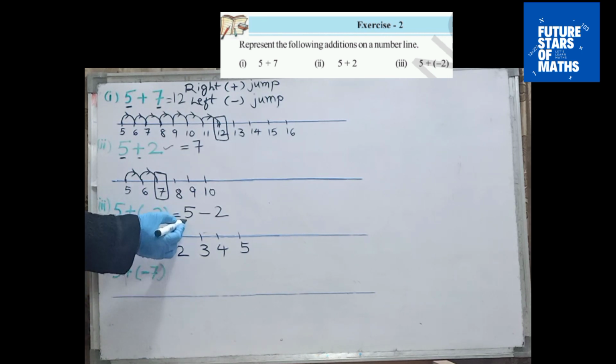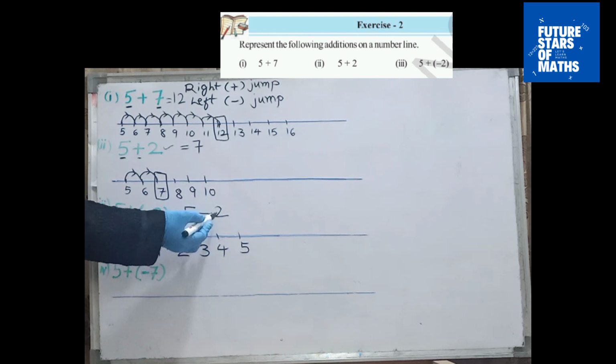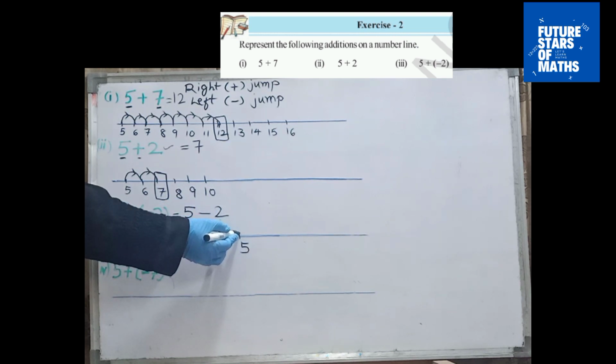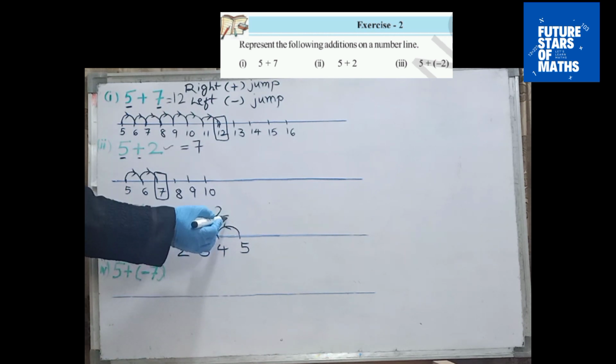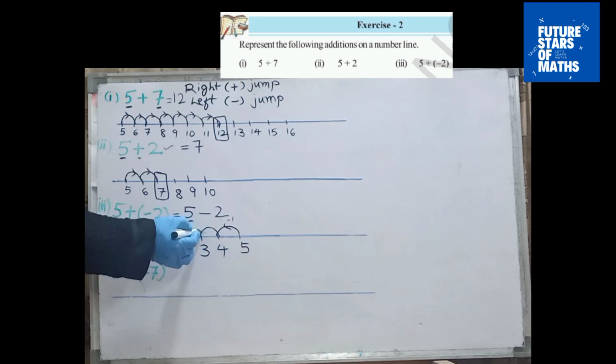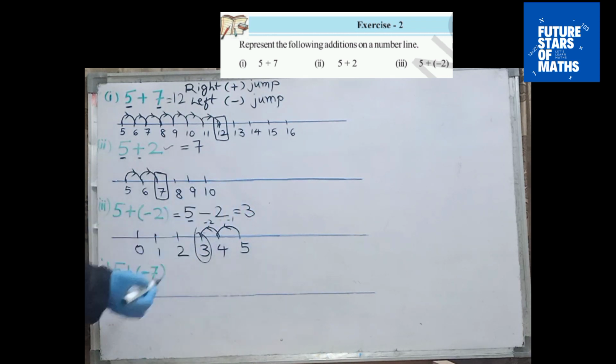Now what do I have to do? I have to start from 5. We have to subtract 2, so we will move on the left side, like this. You have to draw this arrow mark compulsorily. So this is minus 1, this is minus 2. So what did we get? 3. So 5 minus 2 is equal to 3.